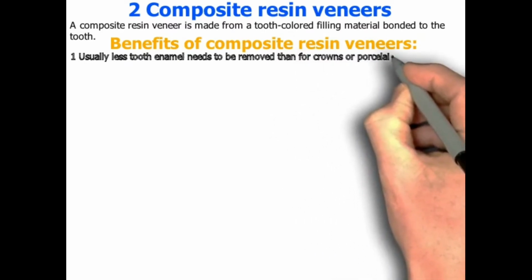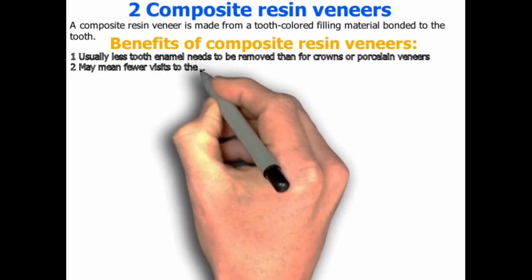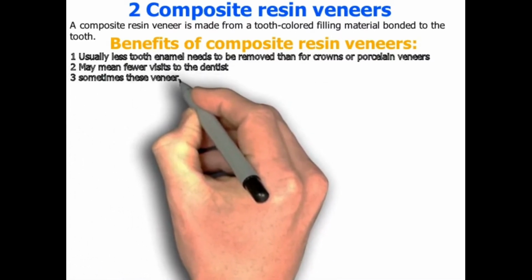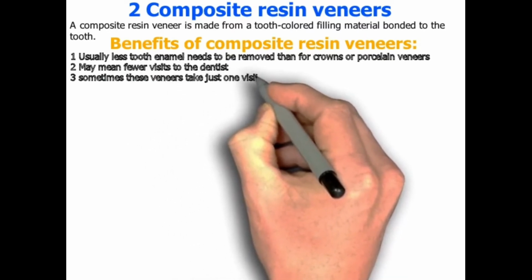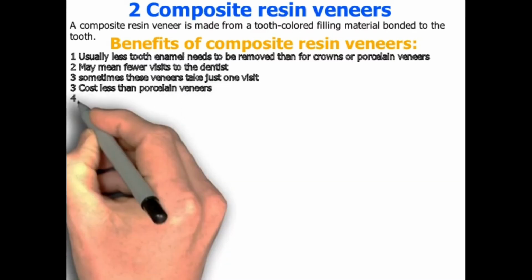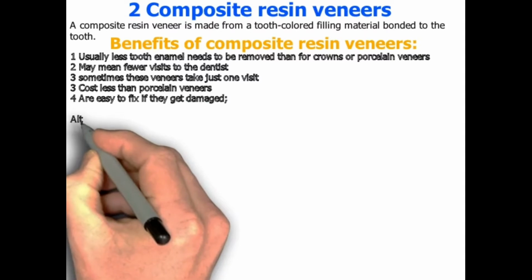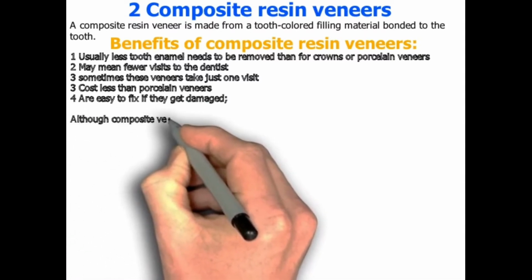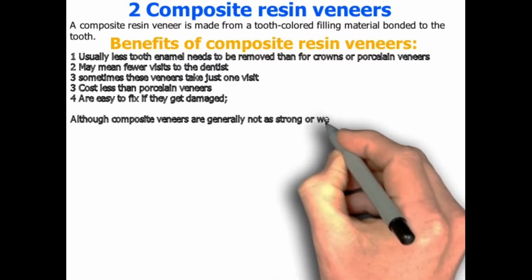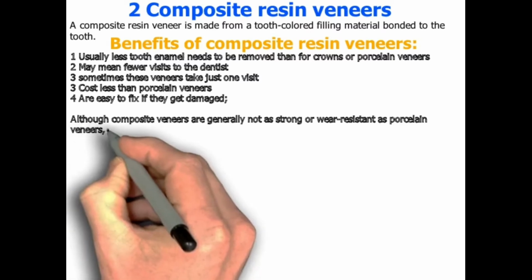Number 1, usually less tooth enamel needs to be removed than for crowns or porcelain veneers. Number 2, may mean fewer visits to the dentist. Number 3, sometimes these veneers take just one visit. Number 4, cost less than porcelain veneers. Number 5, are easy to fix if they get damaged.